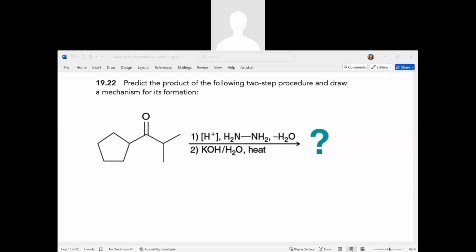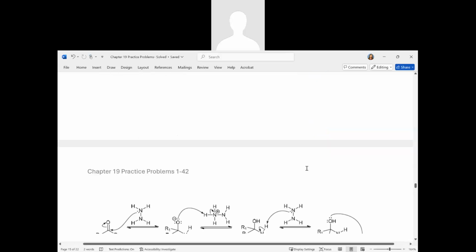For chapter 19, problem 22, we're asked to take a look at this reaction and draw out the mechanism for the formation of the product that we predict to form. So this is a two-step mechanism. So I've outlined the steps below here.